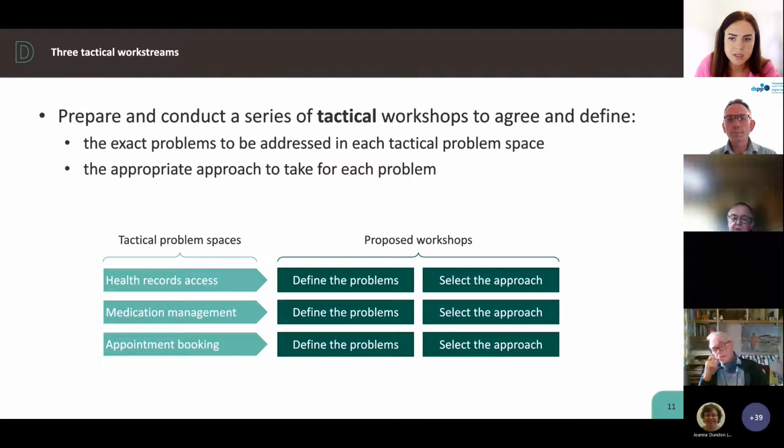Each work stream will have 2 workshops. The first will focus on defining the problem, and the second will focus on the approach that may tackle the problems identified. To give you an example, repeat prescriptions was one of our work streams. We had a problem definition exercise: what are the tactical problems within repeat prescriptions that we understand today? And in the second workshop, we focused on, now we know these problems, how can we fix them in time for the launch of the NHS Wales app? Quite an ask, but we did that for all 3.